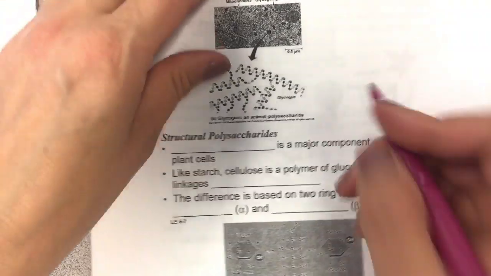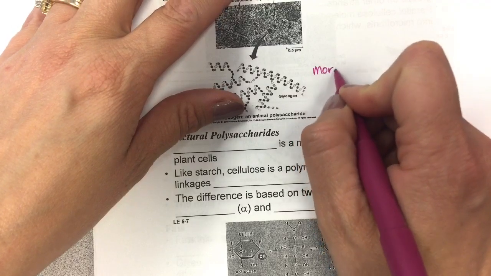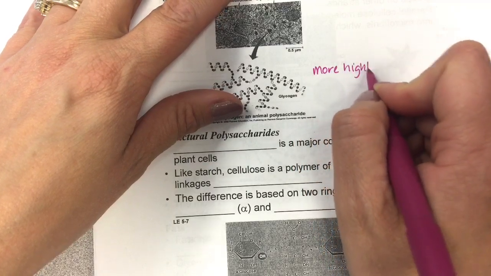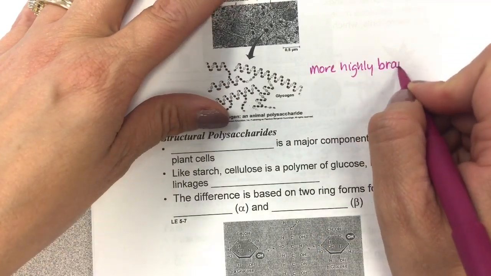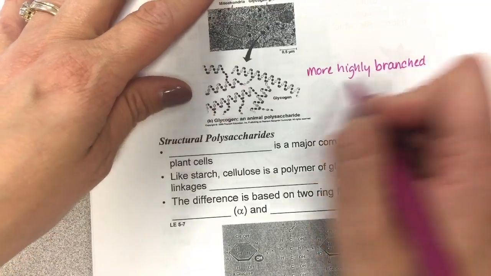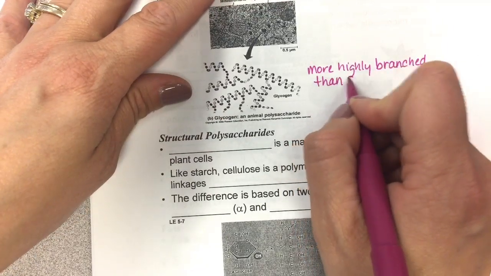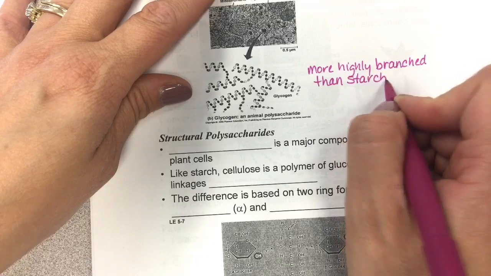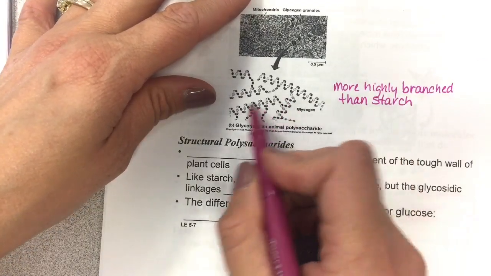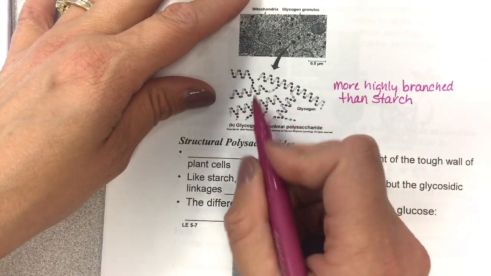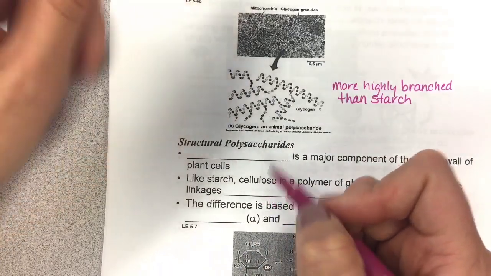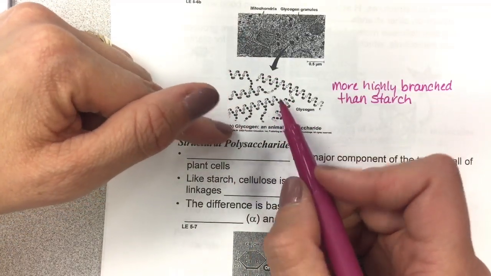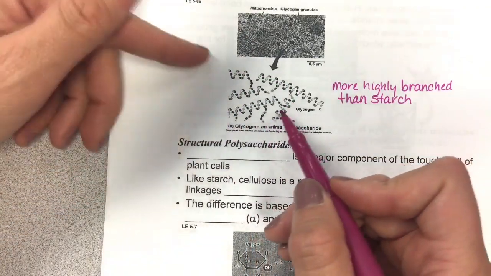So if we look at glycogen, it's more highly branched than starch. But like starch, it's still a chain. So you can see it's still a chain of glucose. You can see all the branches here and so on. And so we would store this in, let's say, our liver.